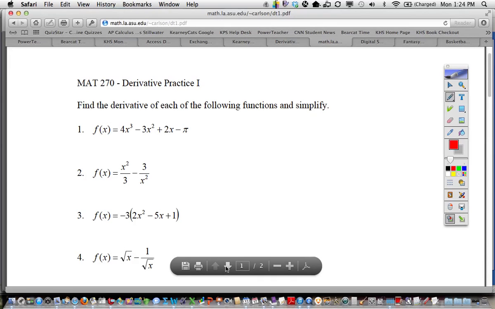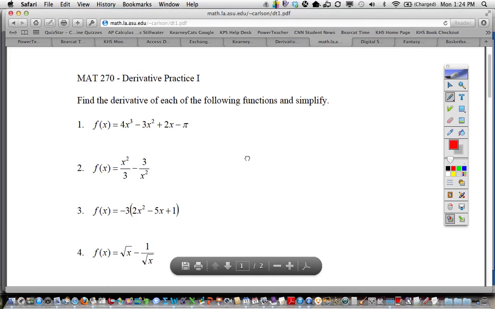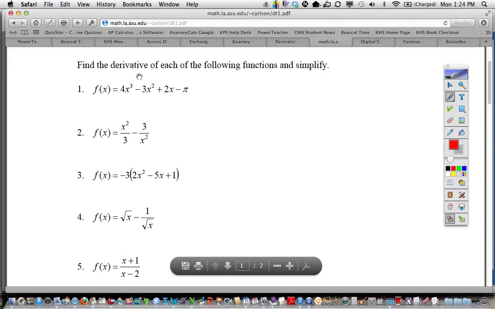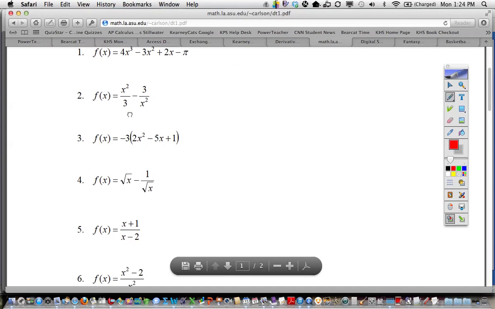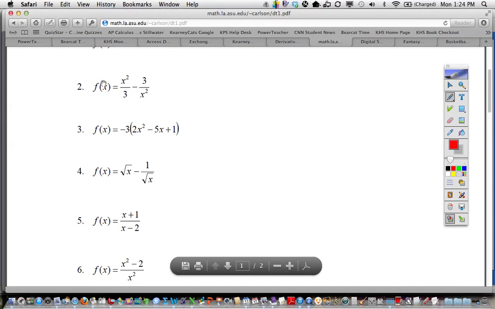Okay, so if we scroll along here, you can see pretty easy. It starts out, again, just your basic rules. Let's do number 2. It should be pretty easy, but stuff like that I put on, I think they're easy, and then all of a sudden we screw it up. So let's just see what you do with that.